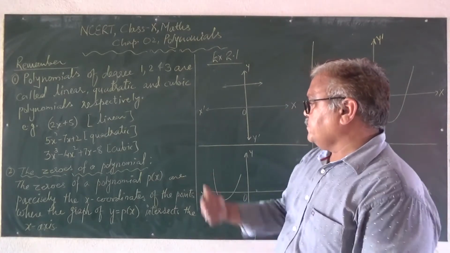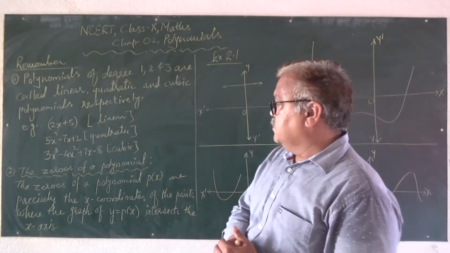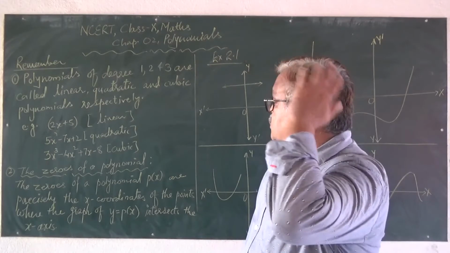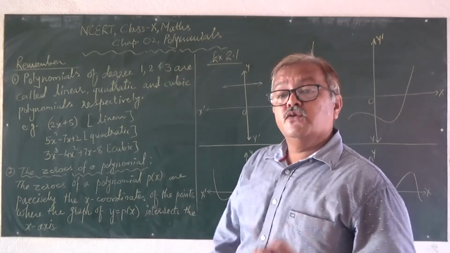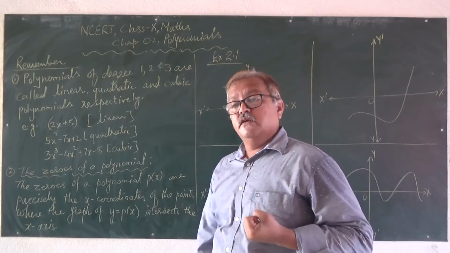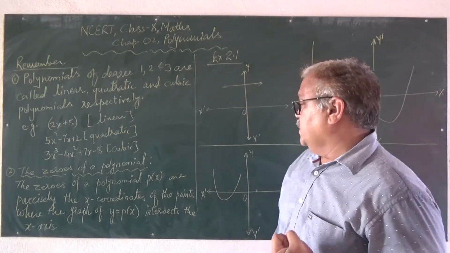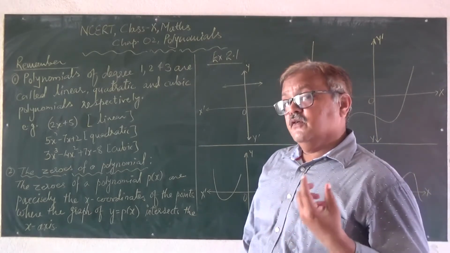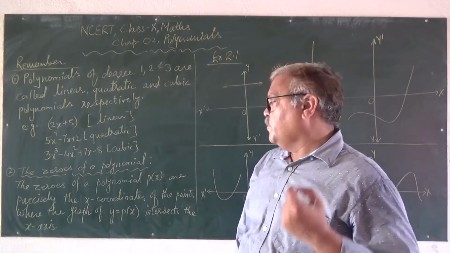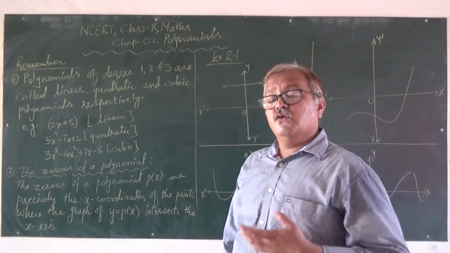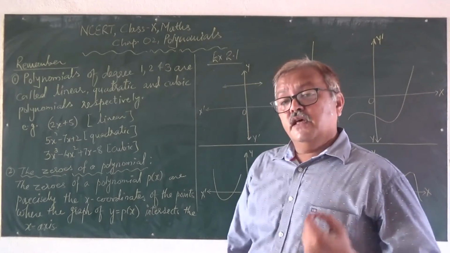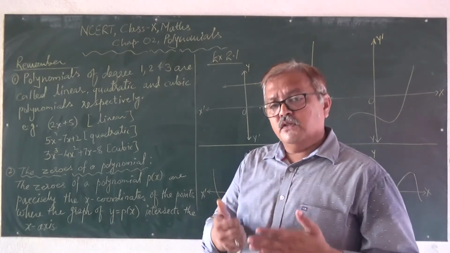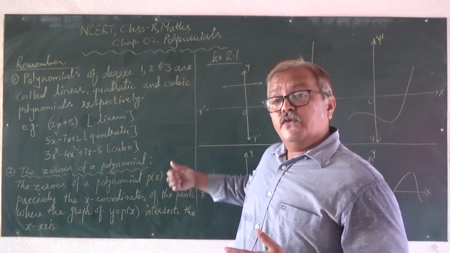Let us see now what we mean by zeros. The zeros of a polynomial p of x, as you studied last year in 9th standard, are precisely the x coordinates of the points, listen carefully, x coordinates of the points where the graph of y equals p of x intersects the x-axis. This graphical method we have not seen in 9th standard. Here we see graphically how to find the zeros.